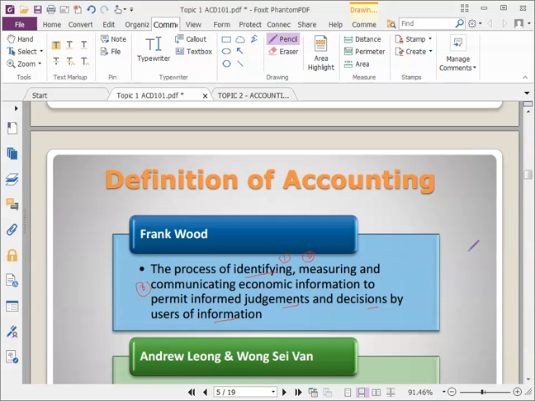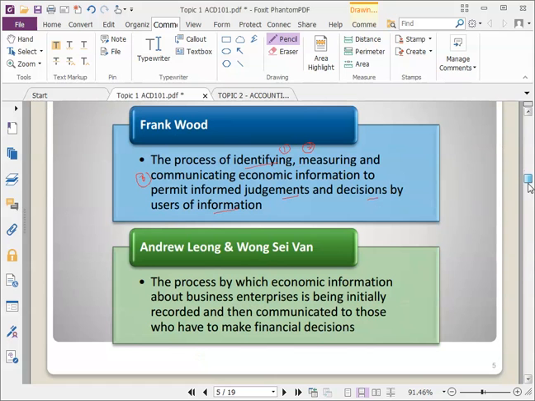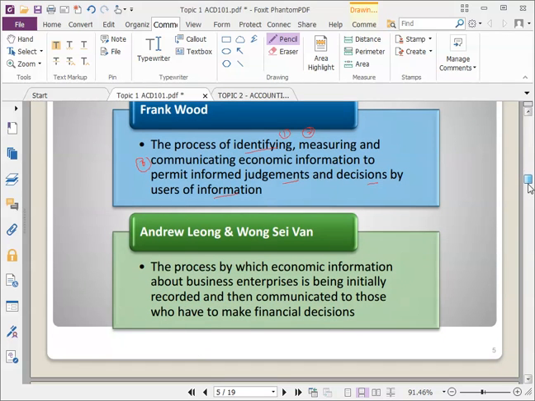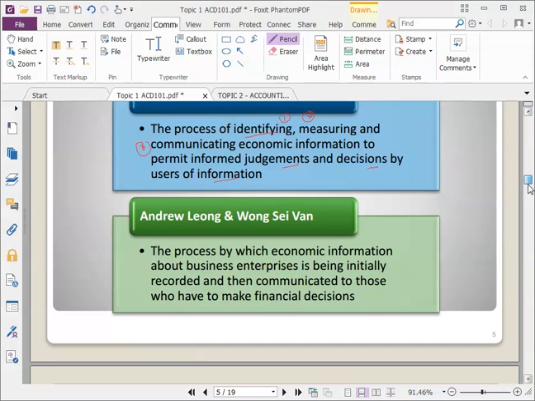So that is the definition by Frank Wood. Then let's look at Andrew Leong and Wong Si-van. What is the definition? The process by which economic information about a business enterprise is initially recorded. The keywords here are process, recorded, and then communicated to those who have to make financial decisions. It's all about recording the information.